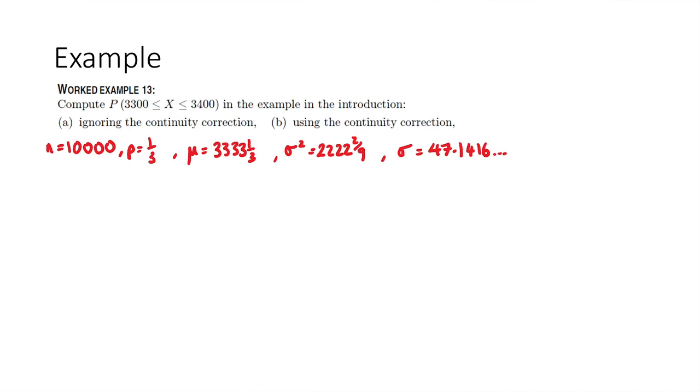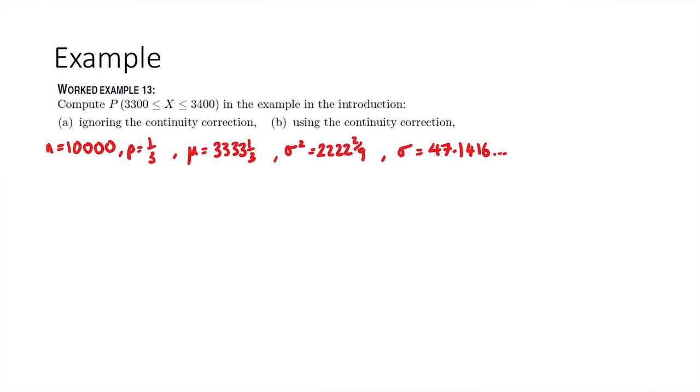Okay, we'll do one other. We're going to do this both ways: one way ignoring the continuity correction and one way using the continuity correction, just to show you that you can do both ways. But most of the time the question should say using the continuity correction or not using the continuity correction. So I'm going to do this. This is the example we had back at the start of the poll. They've got a poll of 10,000 people, and we're looking at what's the probability that it's between these two things.